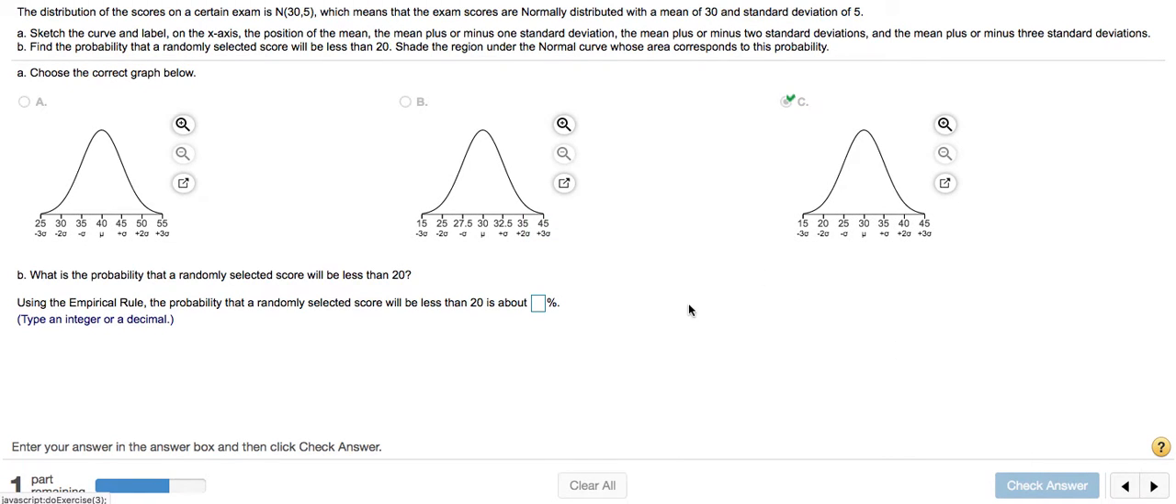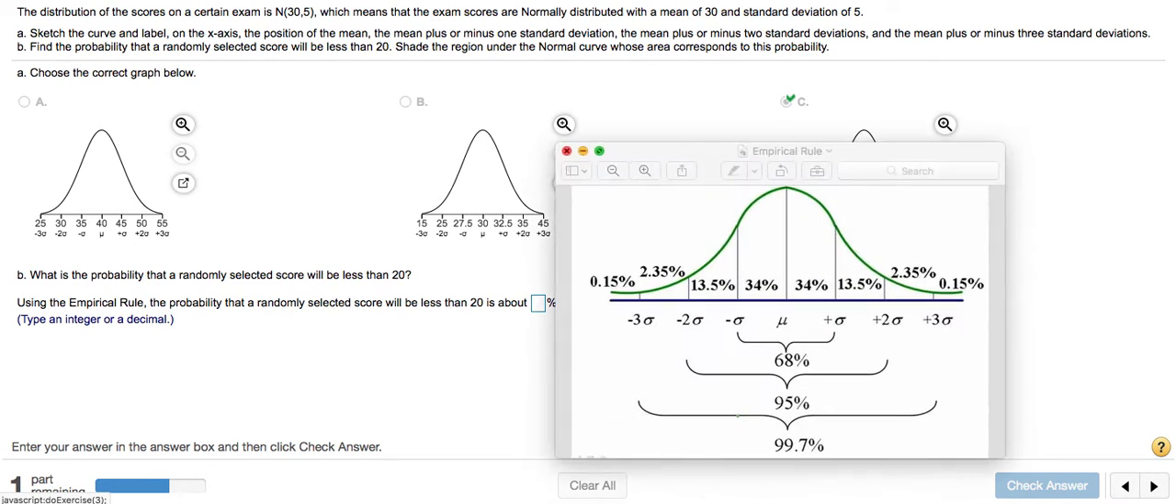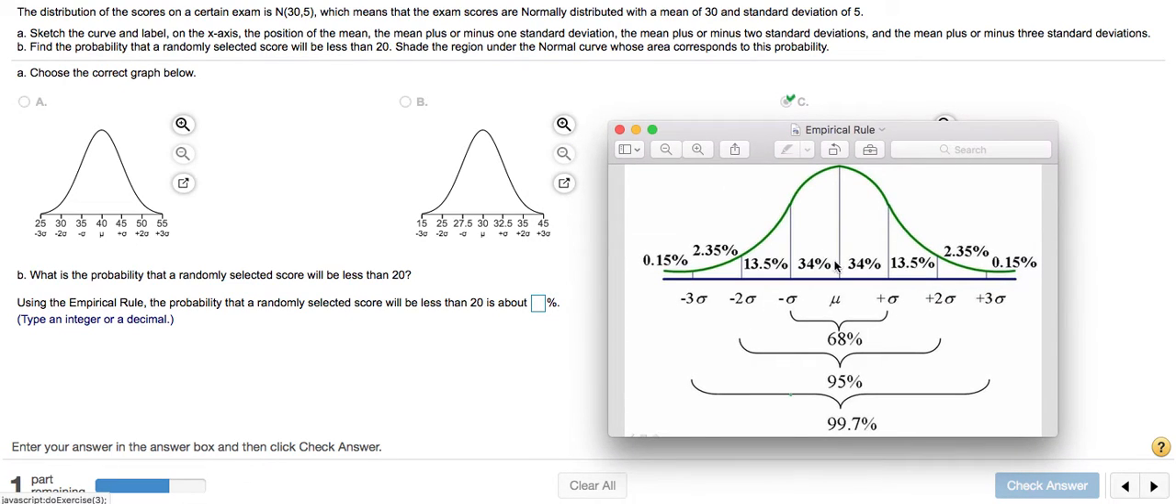All right, we'll continue. Next, we want to determine the probability that a randomly selected score will be less than 20. So on your picture here, you're at 20 and you want to be less than it. It says to use the empirical rule to do this, so I'm going to bring up a diagram of the empirical rule. It tells you that if you know the middle and you're counting by standard deviations, how much of the data have you collected? And it breaks it down in terms of percentages.